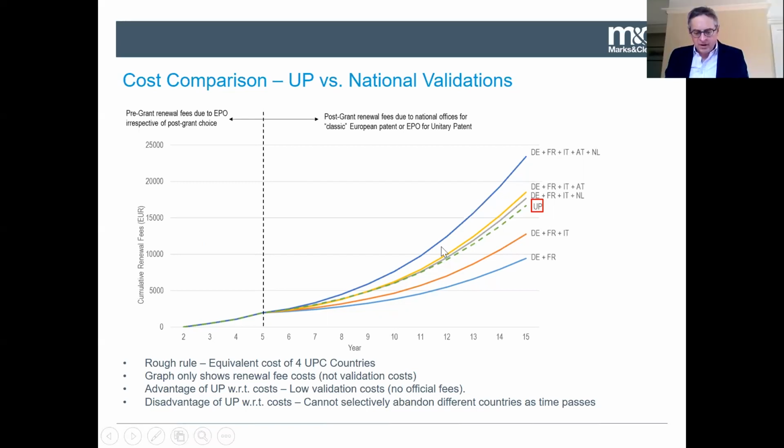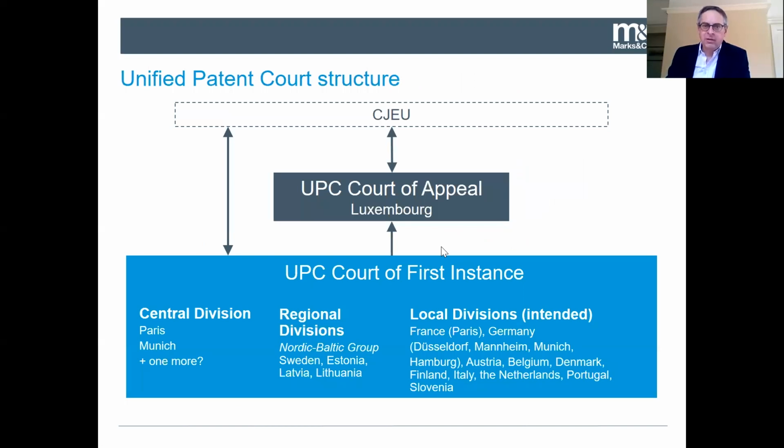Thank you, Thomas. What I'm now going to do is spend the next few minutes giving a brief overview of the structure of the Unified Patent Court. This slide here is a schematic, and what you can see is that there are 2 levels for this court, the Court of First Instance and the Court of Appeal. And there is also, in a dotted box at the top, CJEU, Court of Justice of the European Union.